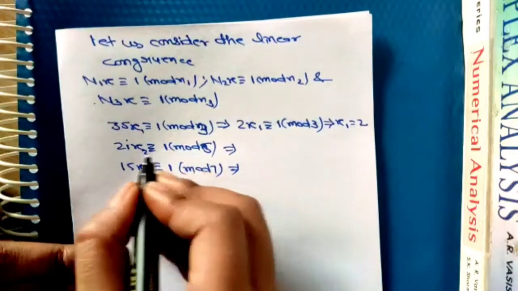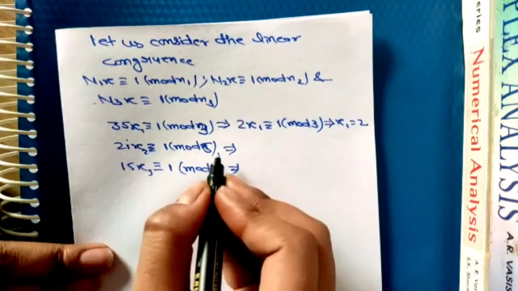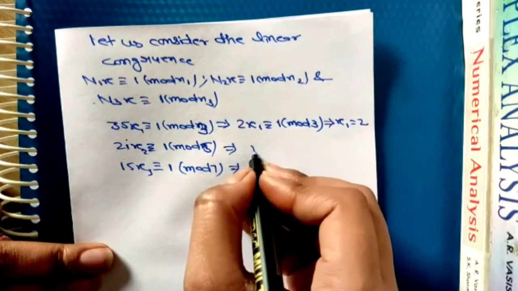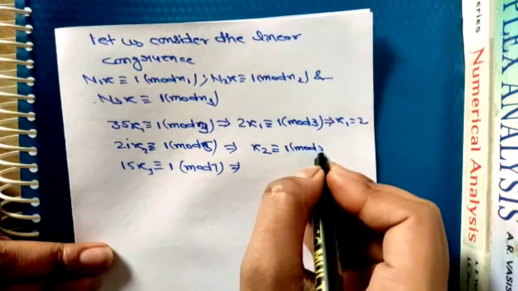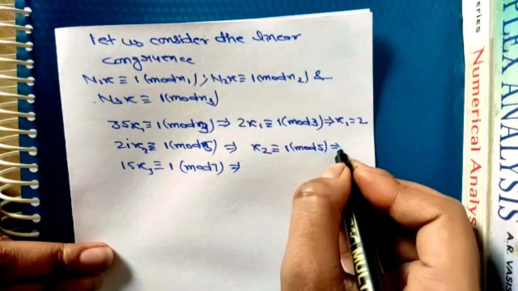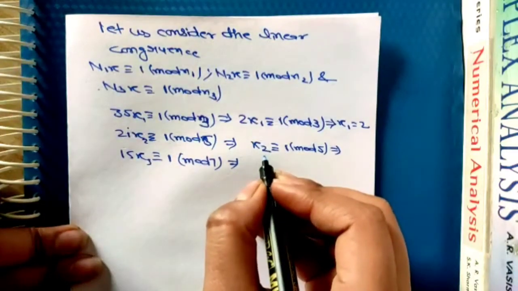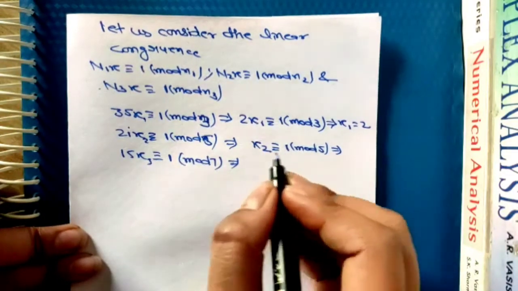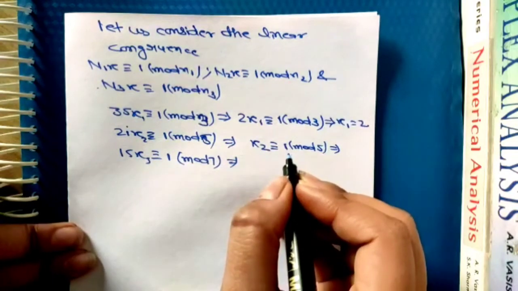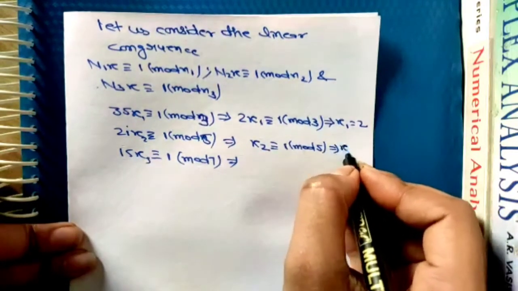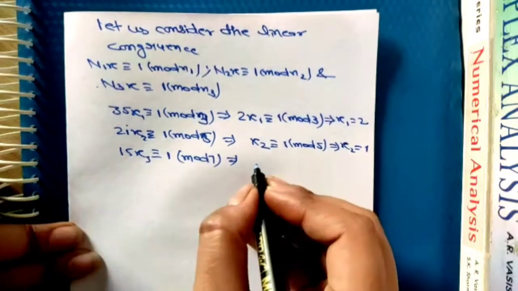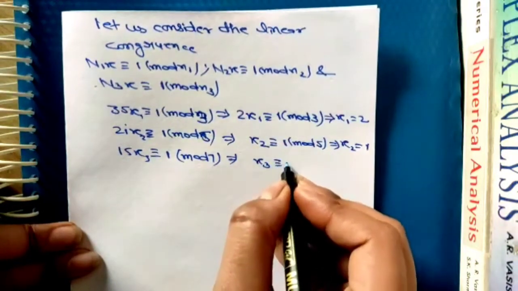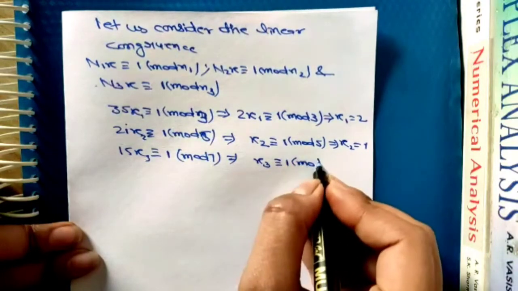From here, again dividing 21 by 5, we get the remainder 1. So x2 congruent 1 modulo 5. As you see, x2 equals 1. When 5 divides 1, we get the remainder 1 itself. So x2 is 1. Again, dividing 15 by 7, we get the remainder 1. So modulo 7.